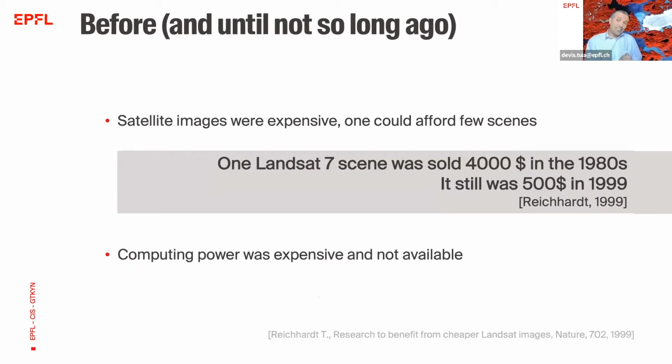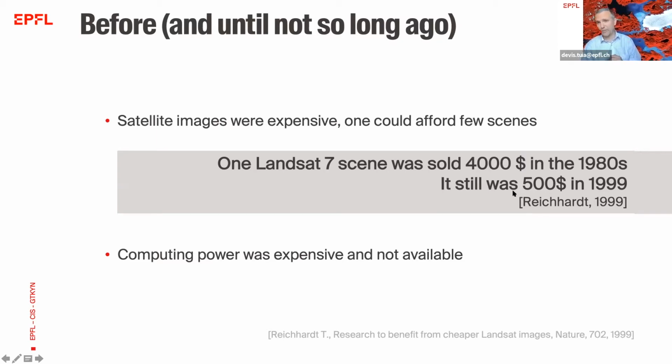Okay, and another thing that makes it interesting is that a lot of things have changed in remote sensing since the very beginning. So in the 80s, when the Landsat program was really taking up speed, you had to pay a lot of money to have one image. It was roughly $4,000 in the 80s. And the price of the images went down and down, but still at the end of the century, 1999, you still had to pay $500 for one satellite image.